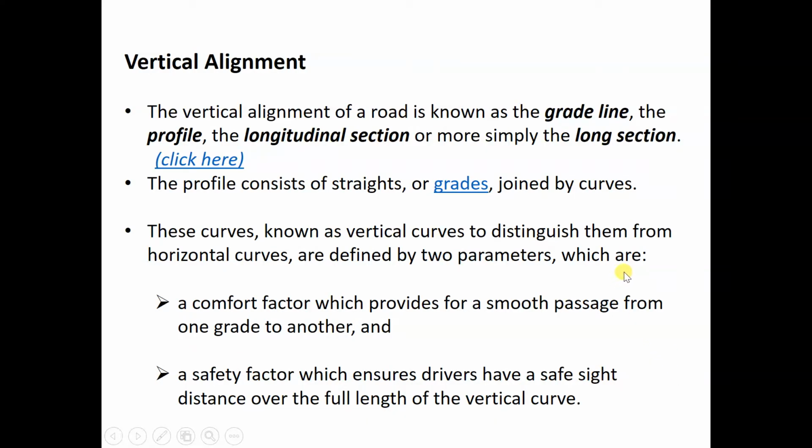So the vertical alignment of the road is known as a grade line. There's quite a few terms. Grade line, sometimes just called grade, in terms of percentage. The profile, the longitudinal section, or just simply the long section.